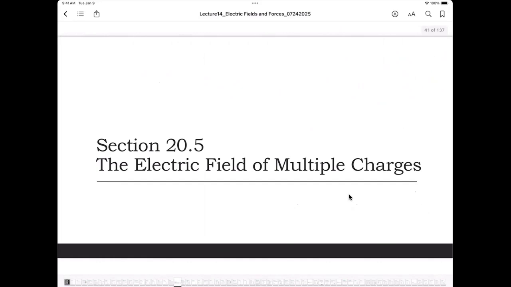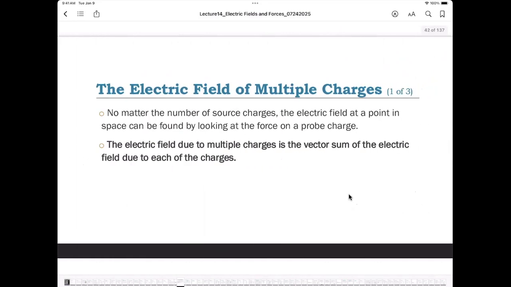Let's talk about the electric field of multiple charges. No matter the number of source charges, the electric field at a point in space can be found by looking at the force on a probe charge. The electric field due to multiple charges is a vector sum of the electric field due to each of the charges. Actually, it's similar to the electric forces. For one point, you just need to calculate the vector sum of the electric field due to each of the charges. That makes sense to you?